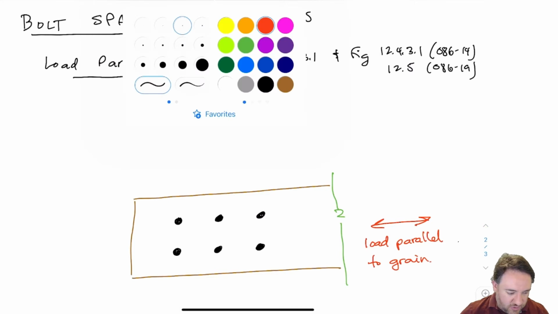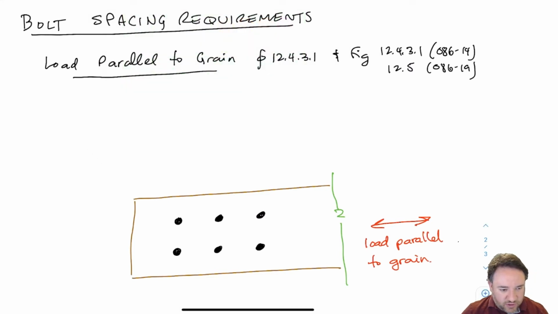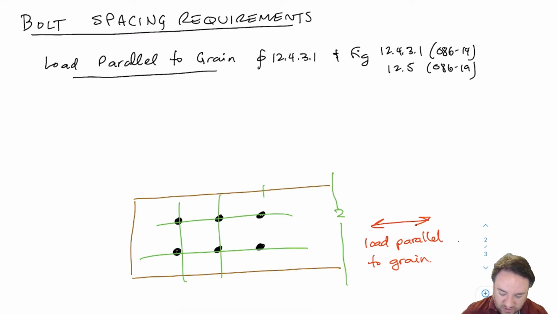Okay, so we talked before about what are rows and what are columns. In this case, the rows are like this, right? In that direction, because the rows are the lines parallel to the loading direction. These ones would be the columns in this case. So in 086-14, the labels for these spacings are in terms of rows and columns.